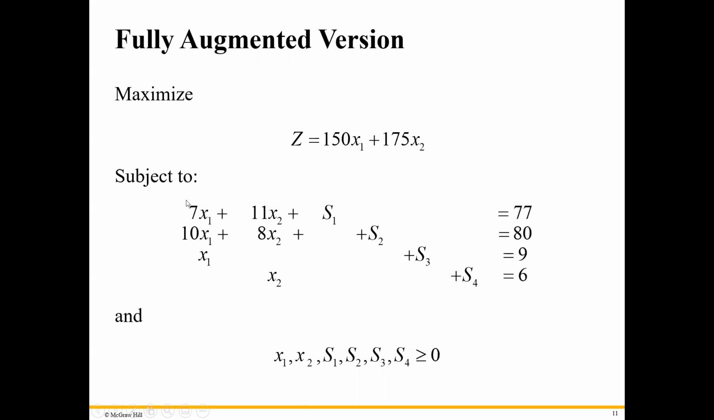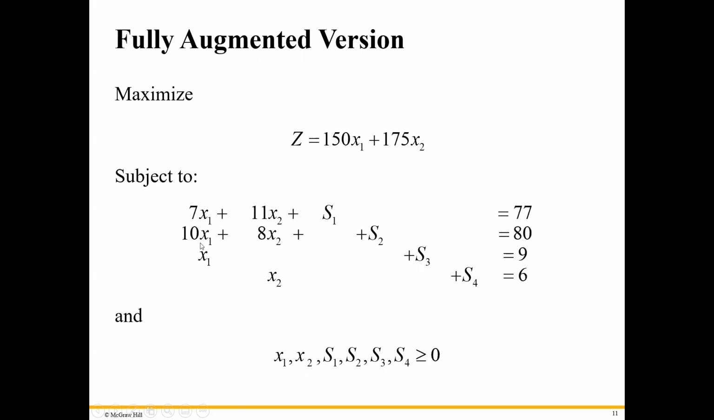This is subject to these conditions. The first condition is about the availability of the gases, which cannot be more than 77. So we implied this situation as 7x1 plus 11x2 plus s1 equals 77. Here s1 is the slack variable which we introduced to make the inequality into an equality.